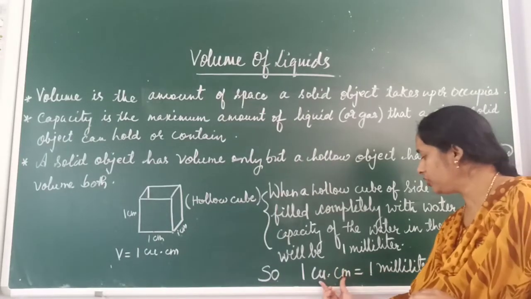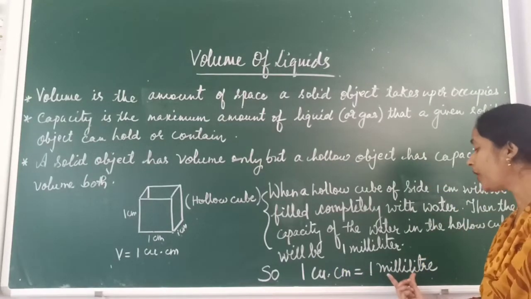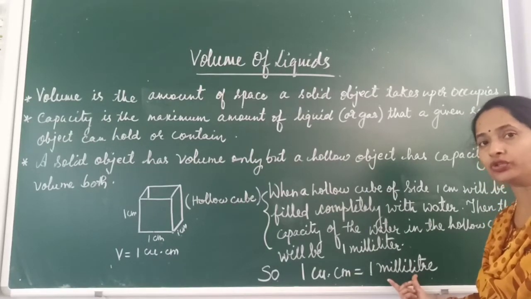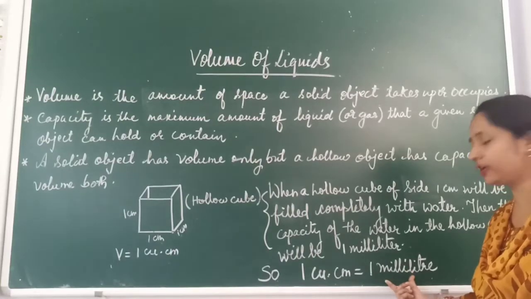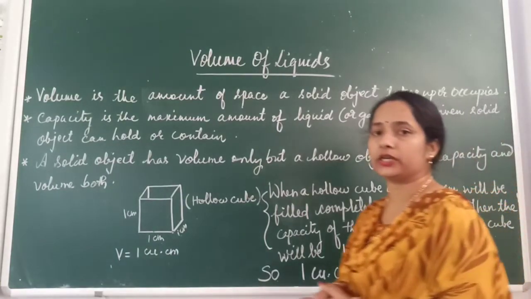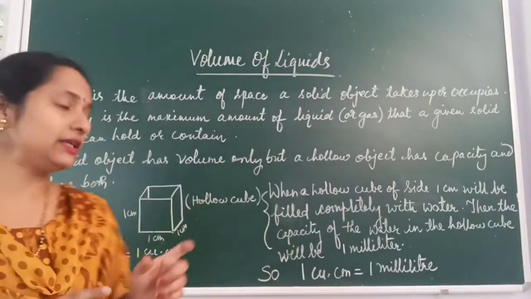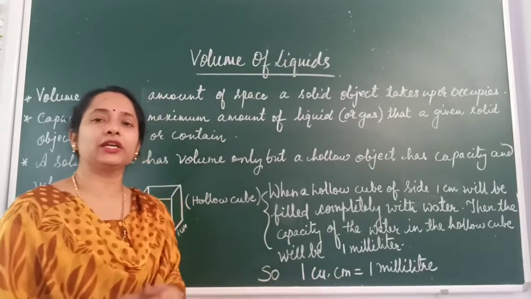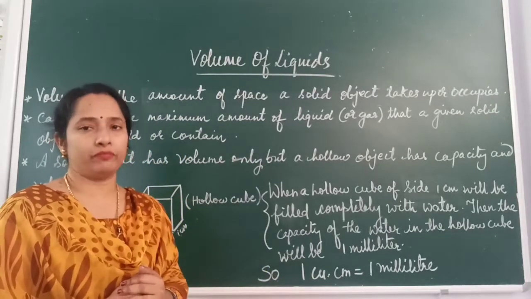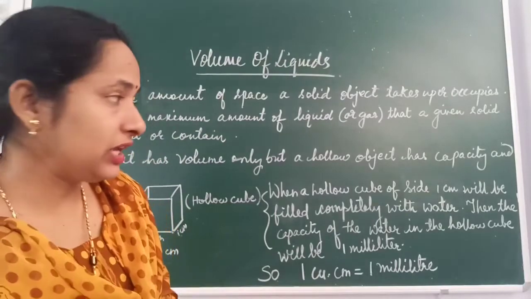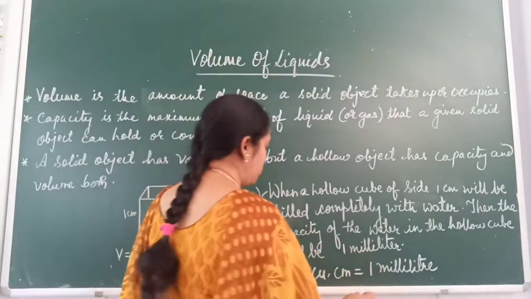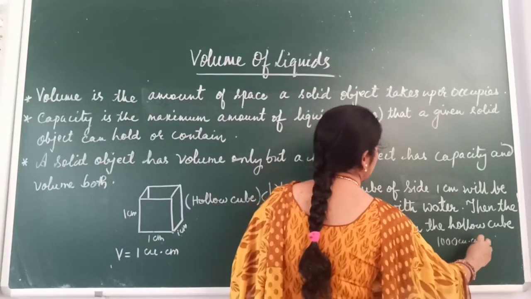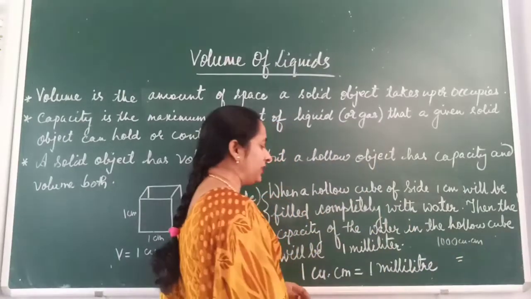So the volume of the cube is equal to the quantity or capacity of water that it can hold. So how much water can it hold, children? It can hold 1 milliliter of water. So here we got a standard formula or value: 1 cubic centimeter is equal to 1 milliliter. From this we can derive a few more values. If you write 1000 cubic centimeters, then it will be equal to how much?